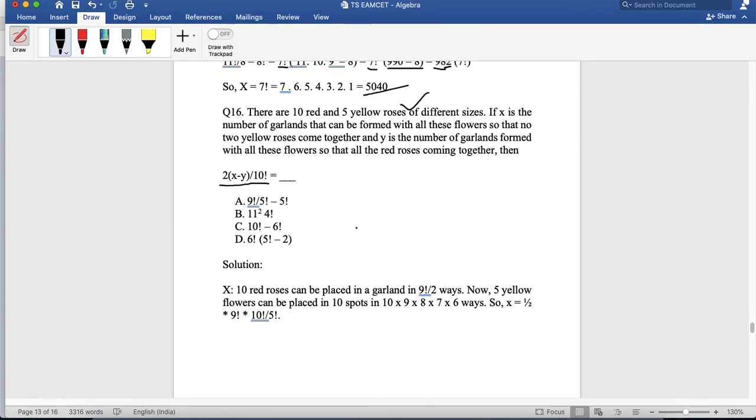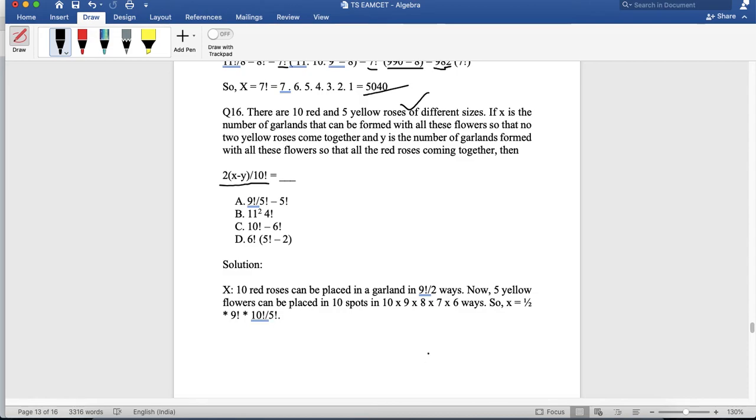So what I will do is first put the 10 roses in a garland. We know that n flowers can be used to make a garland in (n minus 1) factorial by 2 ways. So this can be done in 9 factorial by 2 ways. Now I have 5 yellow flowers and they should not come together.